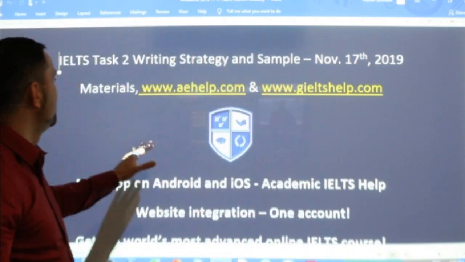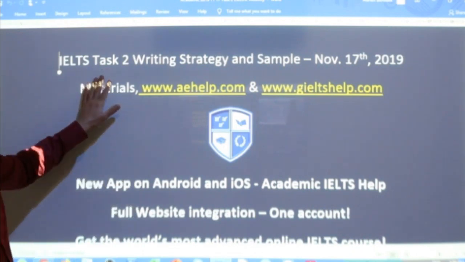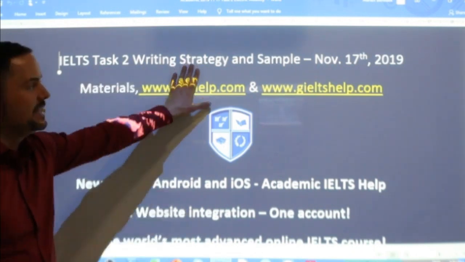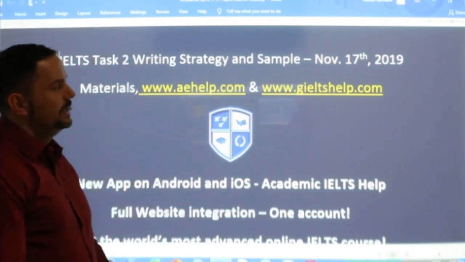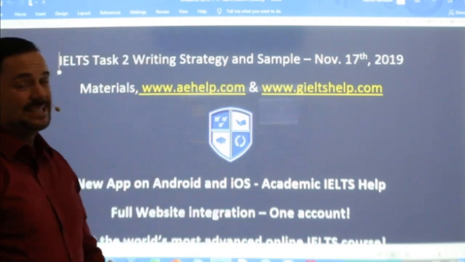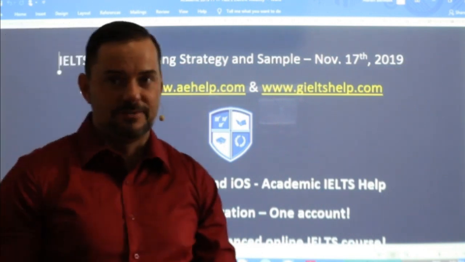We are covering Task 2 Essay, Writing Strategy, and a sample for the academic version, but Task 2 is basically the same idea for the general version as well.